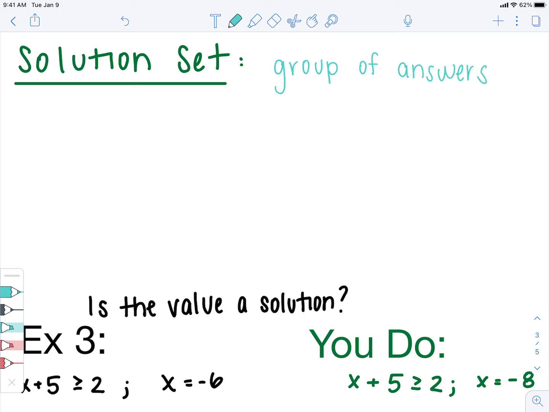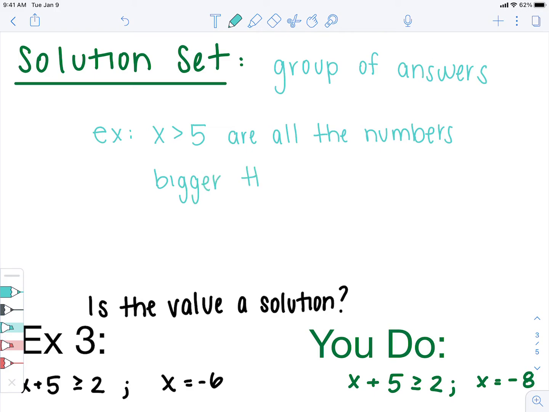Group of answers, and it might be something like, for example, x is greater than 5. Those are all the numbers bigger than 5. So 6 could be a solution, 7 could be a solution, 100 could be a solution, 9,000 could be a solution. I can keep going bigger and bigger and bigger. All of those could be solutions. But numbers smaller than 5 are not solutions. So we're deciding if it's a possible solution or it's not a solution.